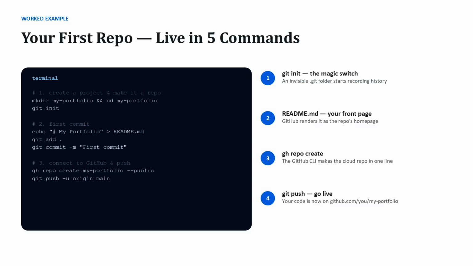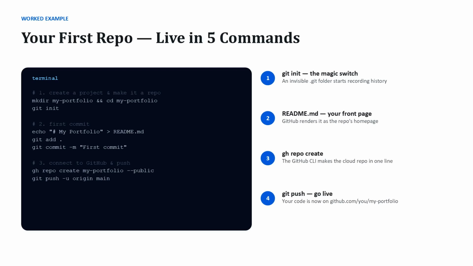Enough theory. Let's put a real repository on GitHub in 5 commands. First, make a folder and run Git in it. That's the magic switch. An invisible .git folder appears and starts recording history. Second, create a README file. GitHub renders it as your project's homepage. Then git add and git commit to save your first snapshot.